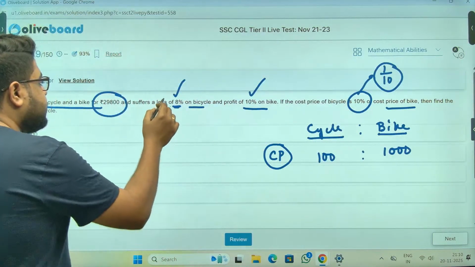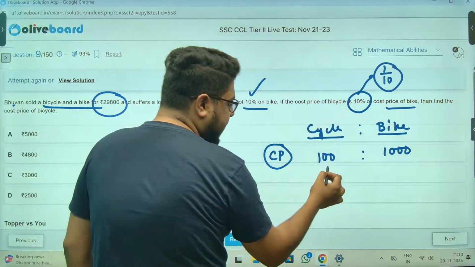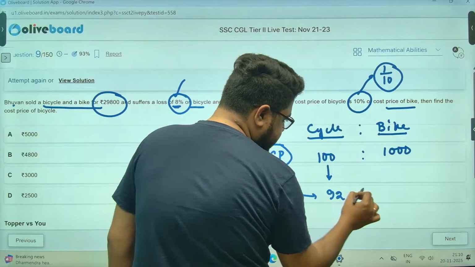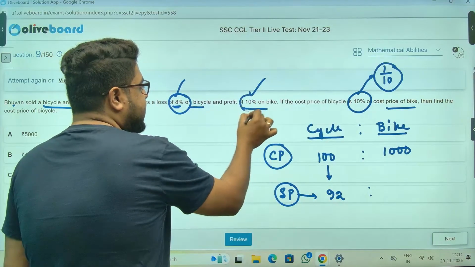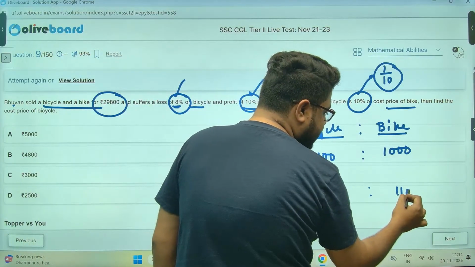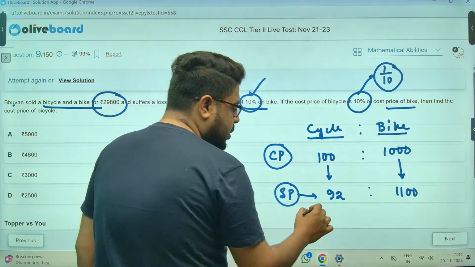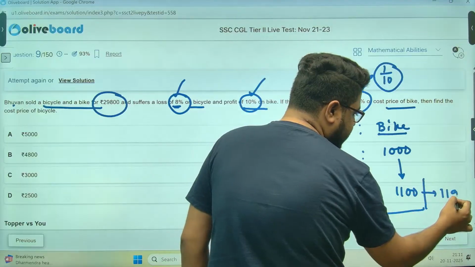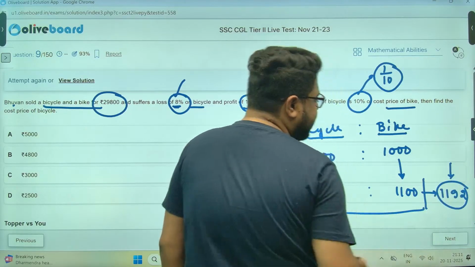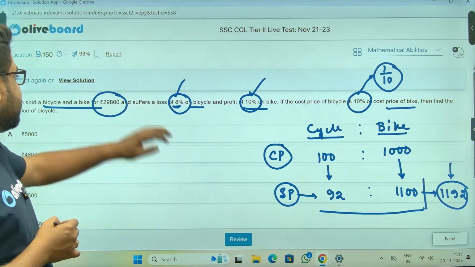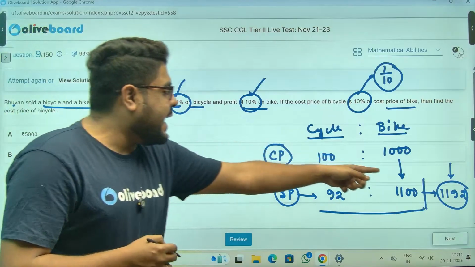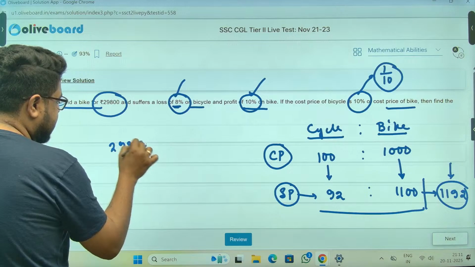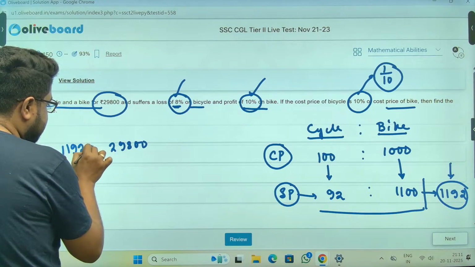Now, loss of 8%, meaning 8 rupee loss. So SP here will be 92 rupees. And for that, 10% profit, meaning it will be 1100 rupees, sir. 100 rupees profit. So total SP is 1192 rupees. Or I should say 1192 units rather than rupees. So that is equal to this, can I say? 298,000. That is 1192 units, sir.